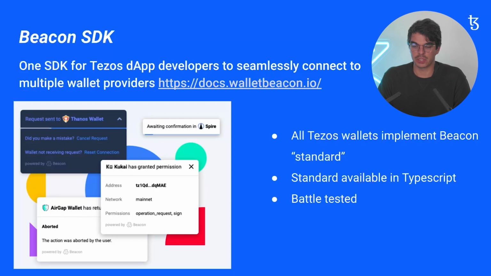And that's what the bullet points are kind of saying. All Tezos wallets implement the beacon standard, and that means that they can interact with any dApps that use the beacon SDK. The standard is available in TypeScript, and the beacon SDK is very battle tested, so we can definitely trust that it's going to do a great job.